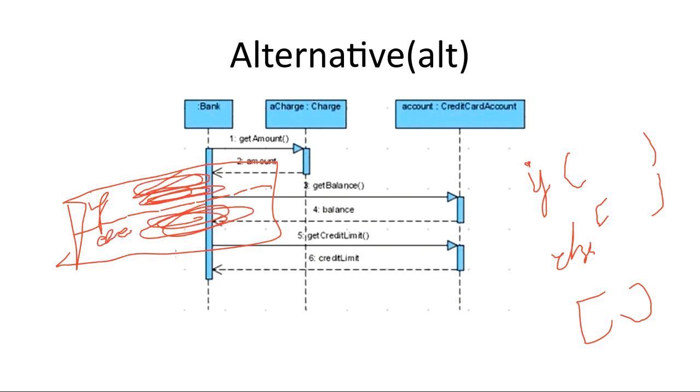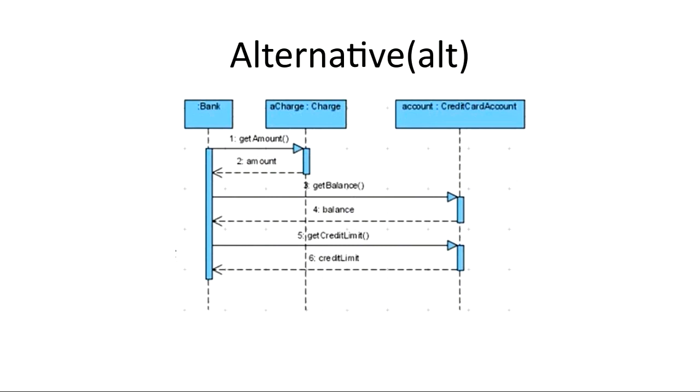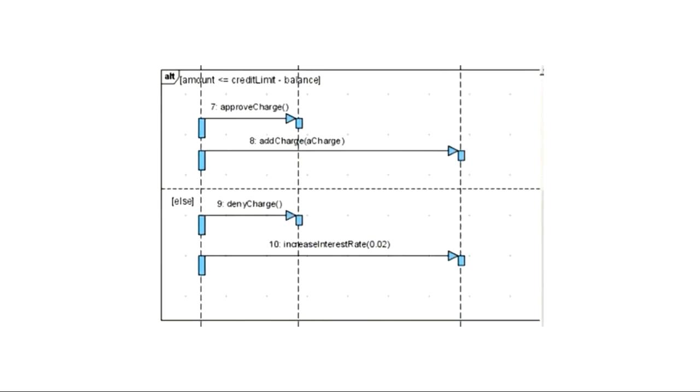Okay, for example, take this example. Okay, there is a bank, there is a charge, there is a account. Bank is, suppose this is the server or something. Bank is sending a message that please tell me my account. So the response came that this is your account. Now based on the account, based on this parameter, I am going to perform some tasks. Okay, for example, see here, this is the alternative. ये पूरा frame एक alternative का frame है.